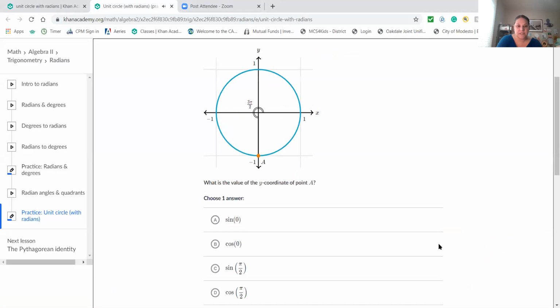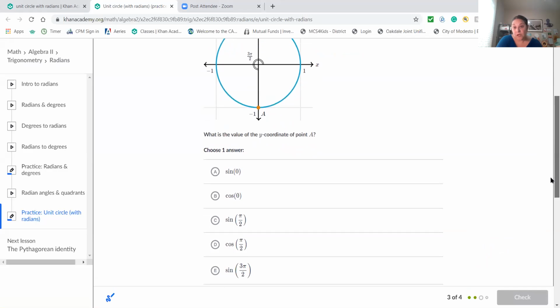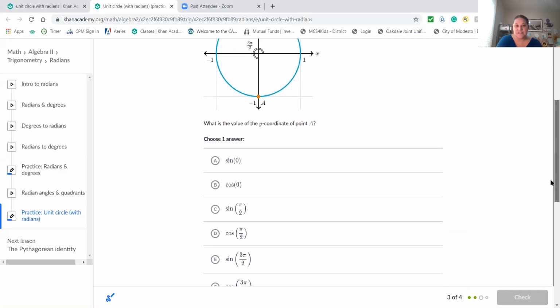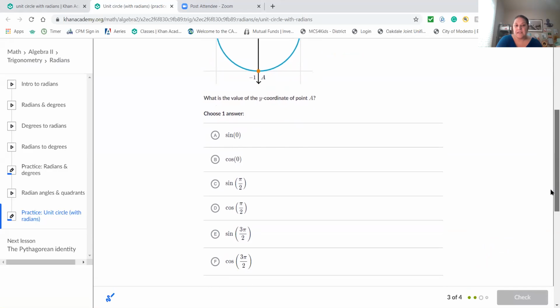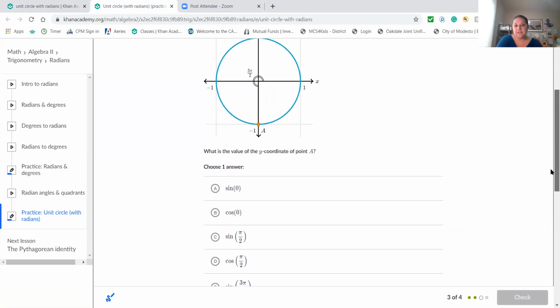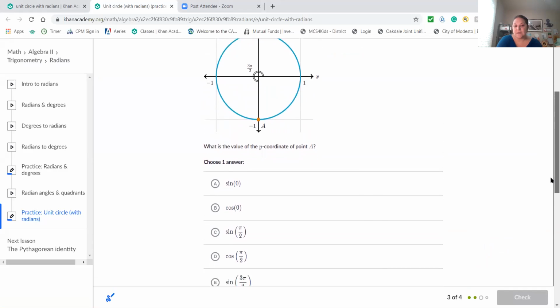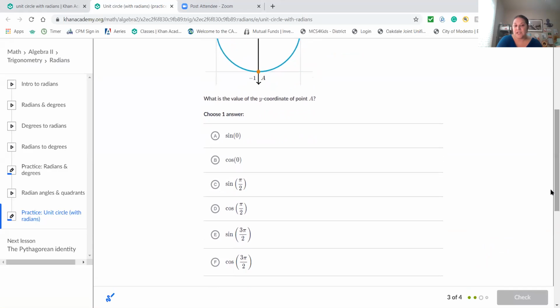Okay, next question. What is the y value? You see this green dot right there. If they just said, what's the y coordinate, it'd be -1, right? 0, -1, but it's a lot harder. So since they said y, then it's going to be sine. And then again, that last talk about 270, that's going to be 3 pi halves because each half pi is 90 degrees.